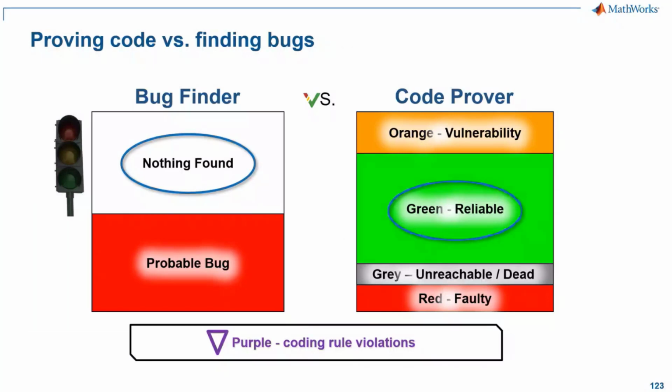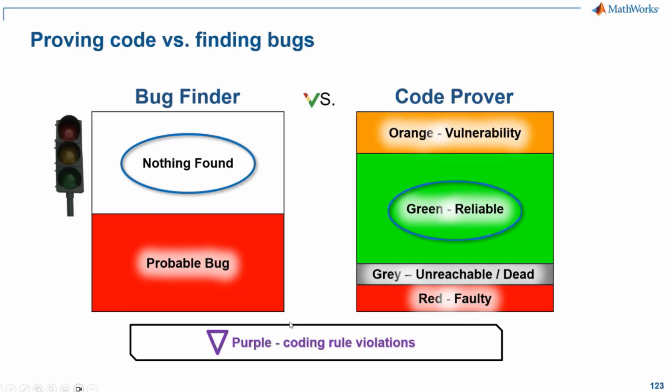So here again, put in a picture, on the left Bug Finder and on the right Code Prover. If nothing is found in Bug Finder, you will just have the information that nothing is found. But if you have a probable bug, then it will show in red. On the other side, with Code Prover, you have these oranges as explained. You have the green color. You have the gray color for unreachable or dead code, and also for runtime errors, you have the red color.